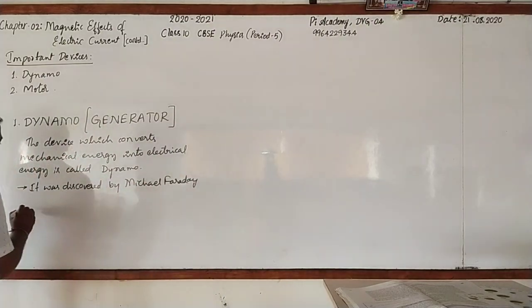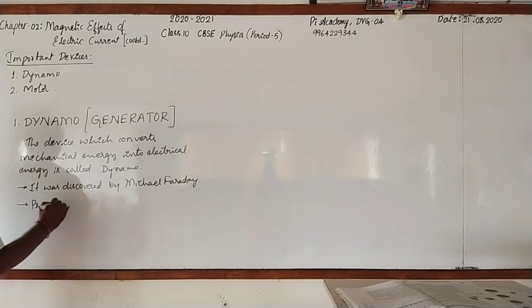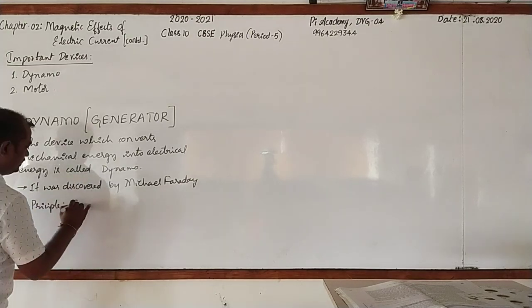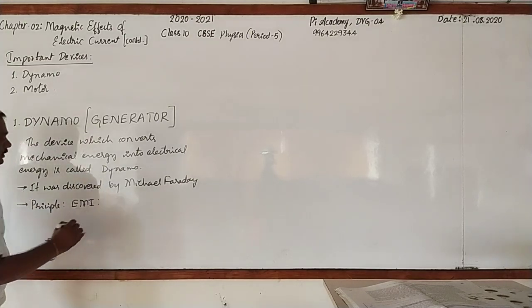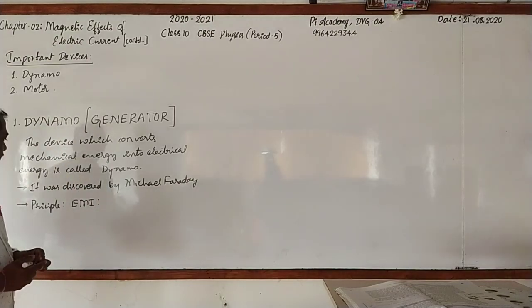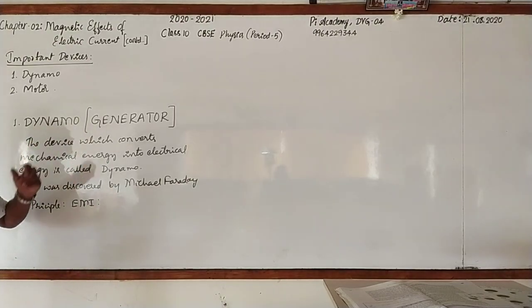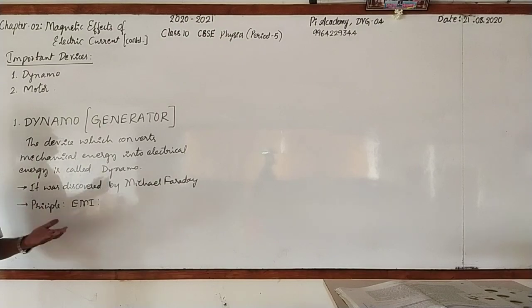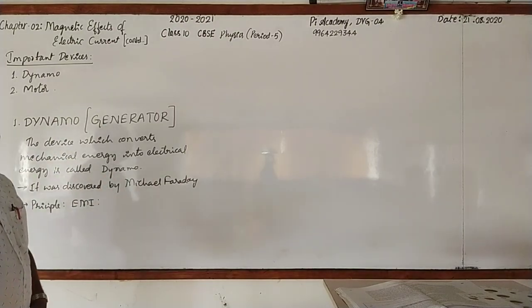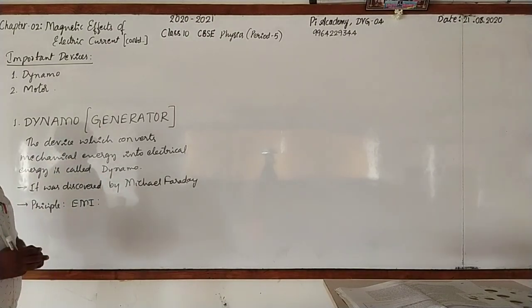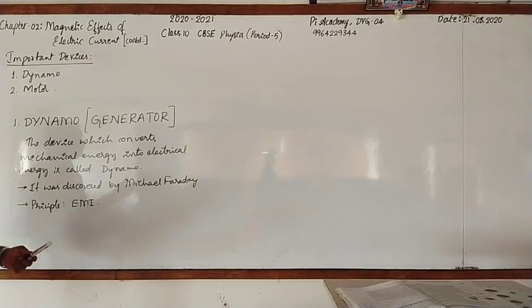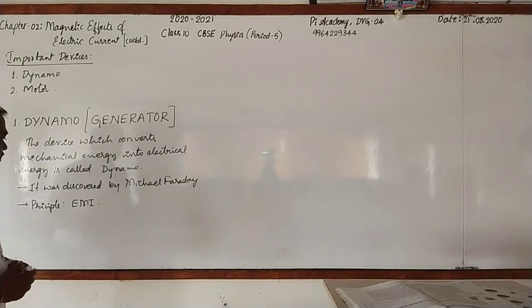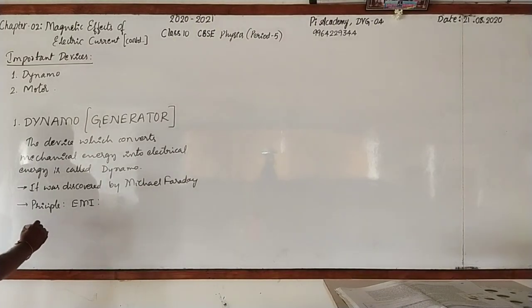And this works on the principle of electromagnetic induction, EMI. They may even ask you to write the statement of the principle on which the dynamo works. You have to write: a changing magnetic field linking with a coil induces current in the coil, or when the magnetic field linking with the coil changes, then current is induced in the coil. I'll go for writing the statement.